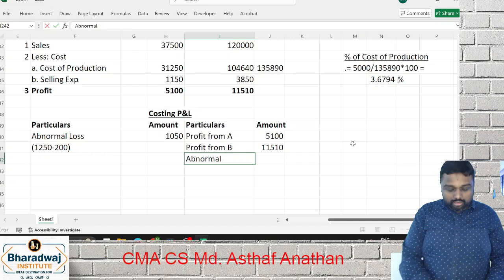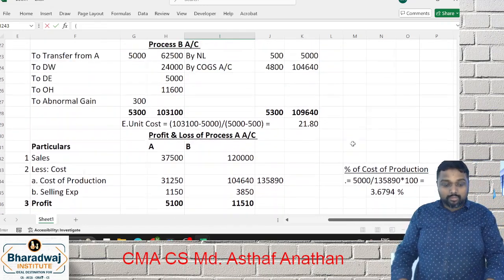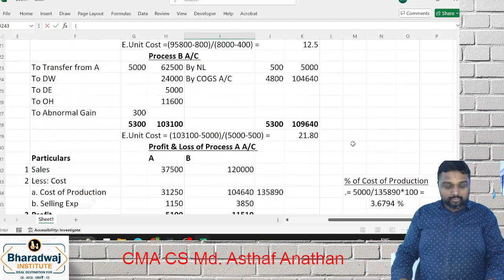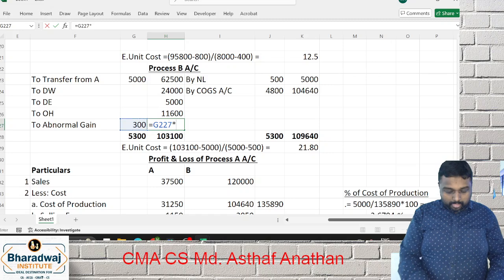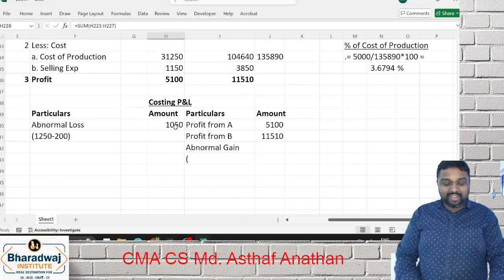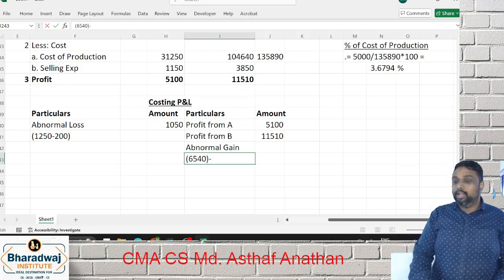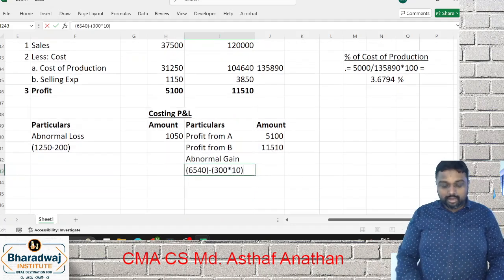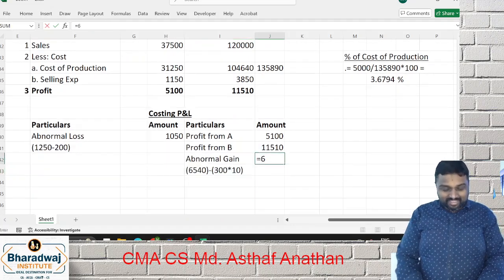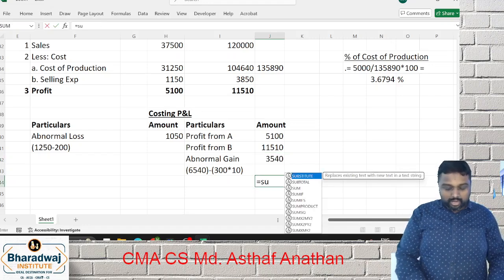We did cost of abnormal gain. What is the abnormal gain they showed in the books? One second. 6,540. So abnormal gain, 6,500 minus, you have to reduce the amount. What is the amount? 300 into 10. So what will be the amount you will get? 6,540 minus 3,000. You can get this.